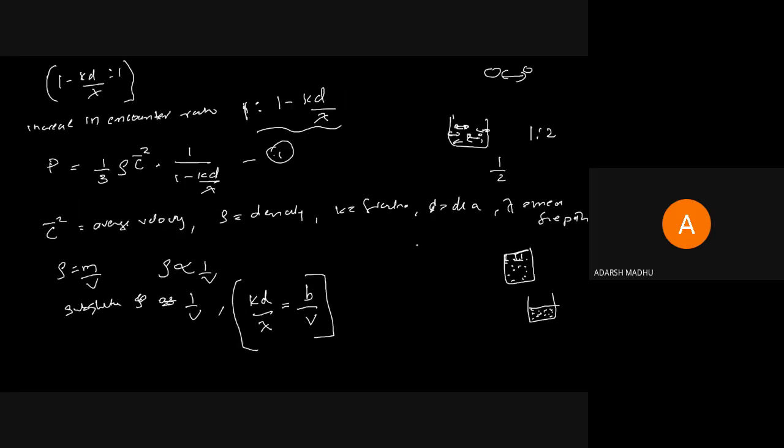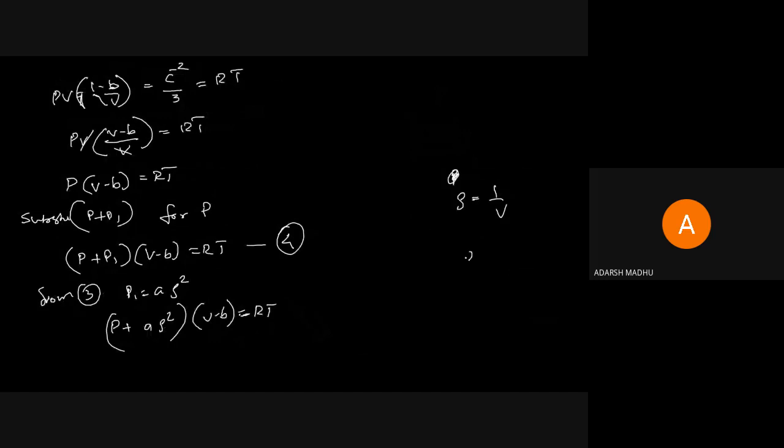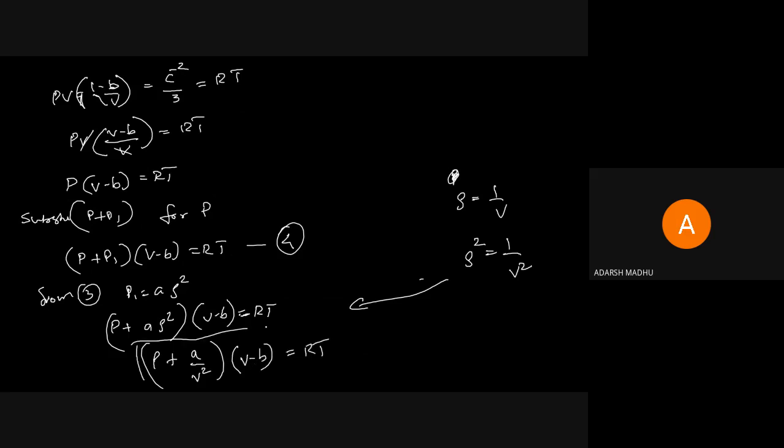So here again, substitute rho square equal to 1 by V square. In earlier cases we substituted rho as 1 by V, and here rho square equal to 1 by V square. So P plus A by V square into V minus B equal to RT. This is the van der Waals equation.